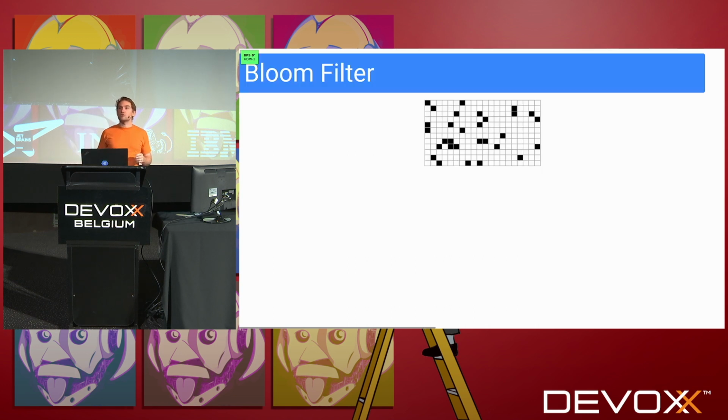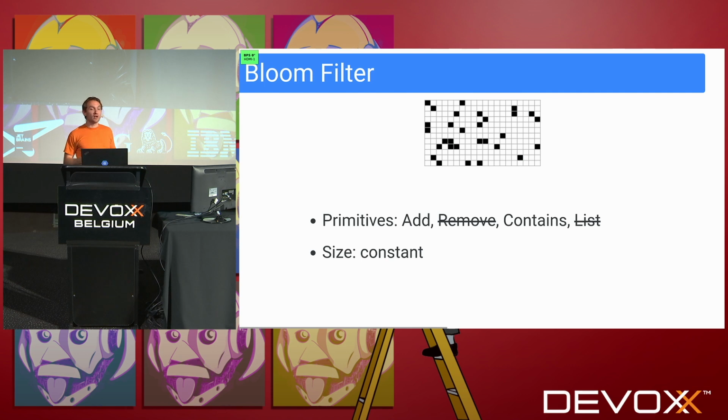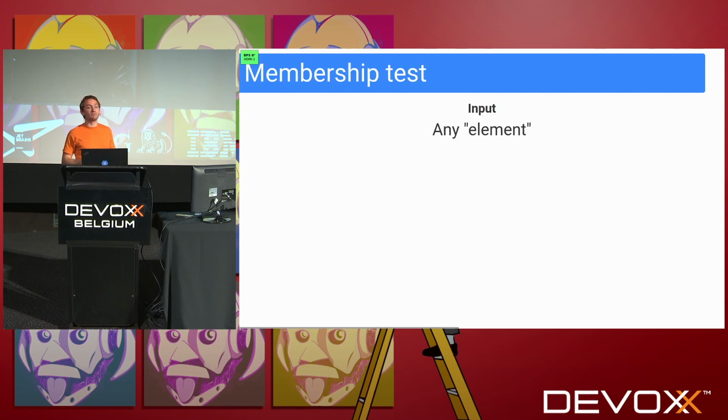A Bloom filter is a special version of a set which doesn't actually contain the elements, but rather remembers a trace of the elements. It has a reduced list of features. You can only add elements and then test if the element is contained. It's not possible to remove an element, and it's not possible to list the elements because the elements themselves are not stored.